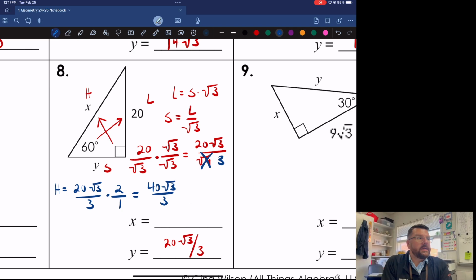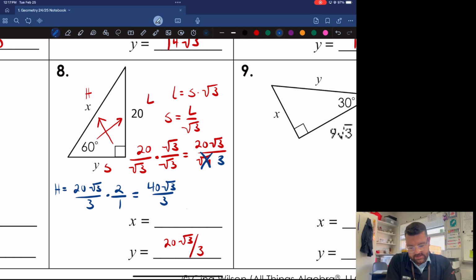So 40 will not divide by 3 pretty, so I'm going to leave it just as that, 40 root of 3 over 3.